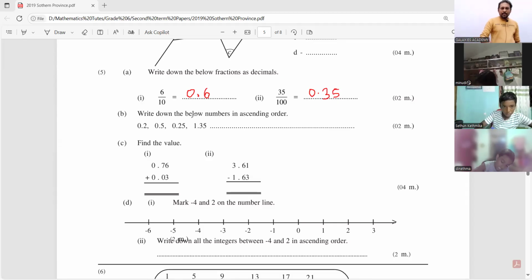Simple B, write down the below numbers in ascending order. Right, first you can compare the whole numbers 0, 0, 0, 1.